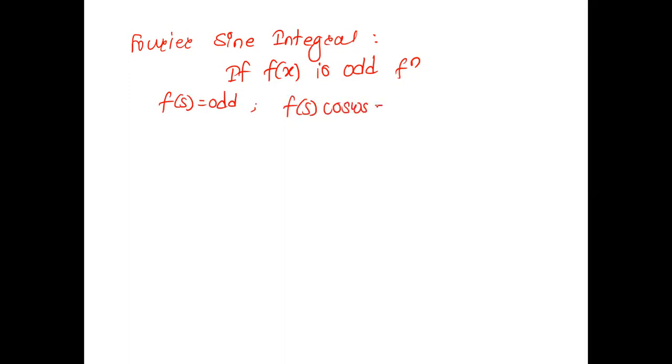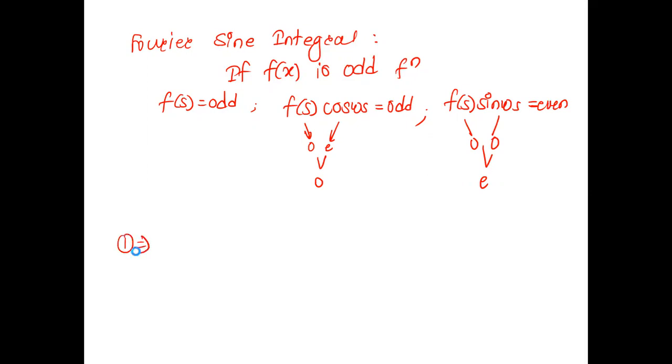And we get it when your function is odd. So define: if f of x is an odd function, that is, f of s is odd. Then f of s into cos omega s: this is odd, cos is even, odd into even is odd. So yes, it is odd. And f of s into sine omega s will be even, because this is odd, sine is also odd, and odd into odd is even. So we are now substituting it in equation number 1.